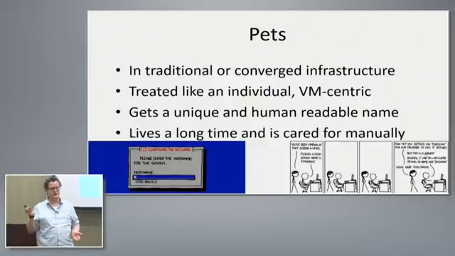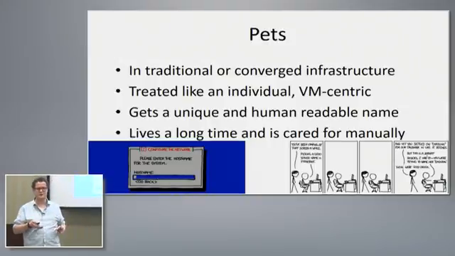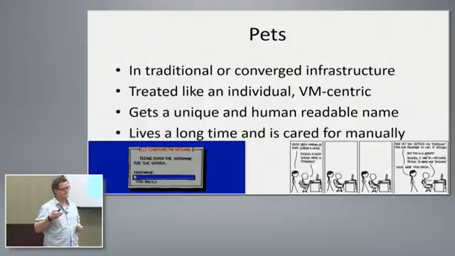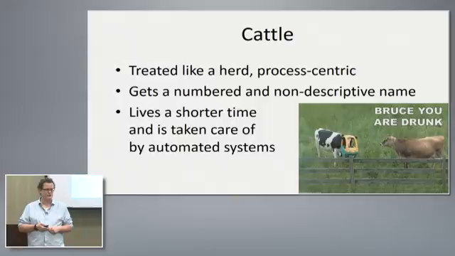So the pets are the VMs that we all have, basically left over from the previous era, where we had physical machines that needed hugging, needed attention, etc. They got a human readable name, very unique. Not sure if this comic is readable for you guys, but it's a discussion where you have to pick a server name for a new server, which is probably the hardest decision you have to make whenever you deploy a new VM, right? So cattle, on the other hand, are treated like a herd.